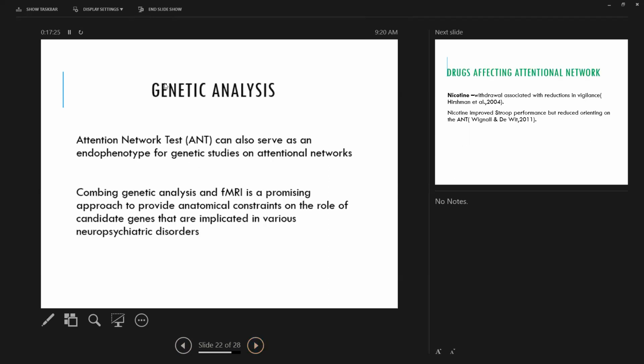Genetic analysis of attentional network tests serves as an endophenotype for genetic studies on attentional networks. Combining genetic analysis and fMRI is a promising approach to provide anatomical constraints on the roles of candidate genes that are implicated in various neuropsychiatric disorders.